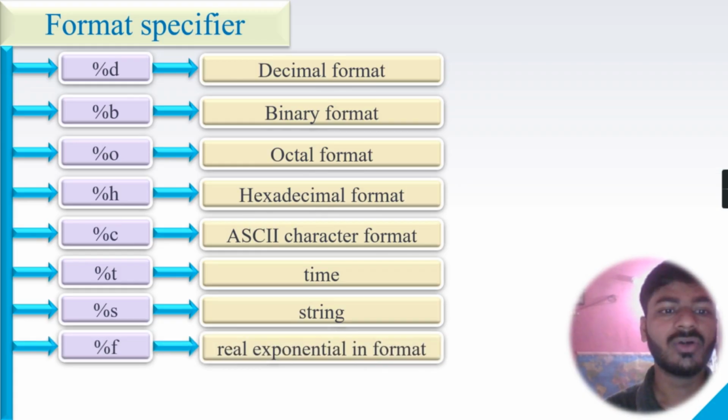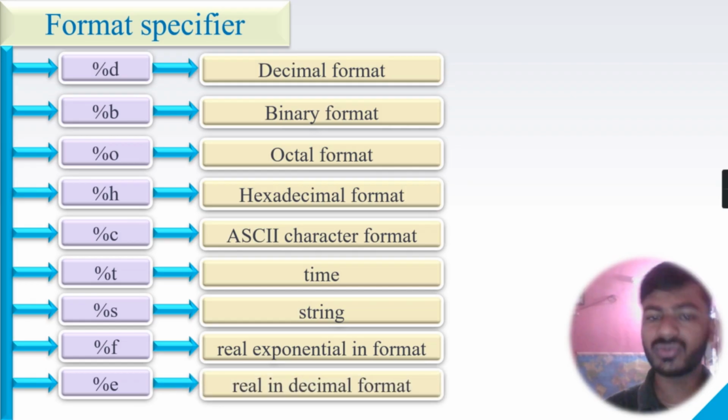After that, %e, so %e is used to display real values, and it represents real in exponential format. After that, %f, so %f is used to represent real in decimal format. So these all are about the format specifiers.